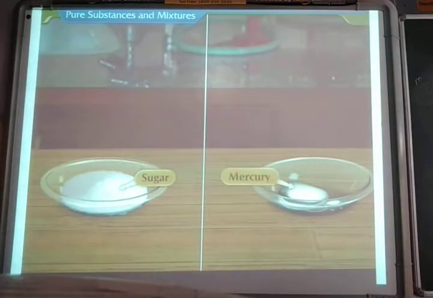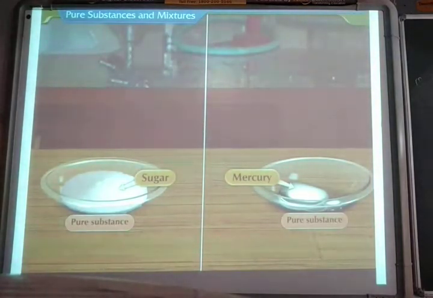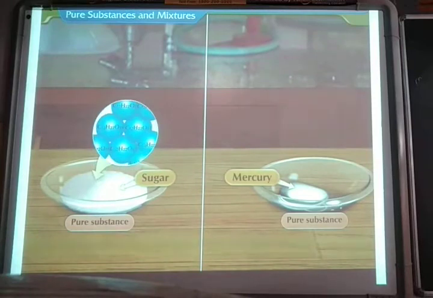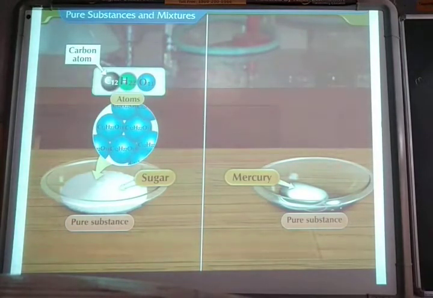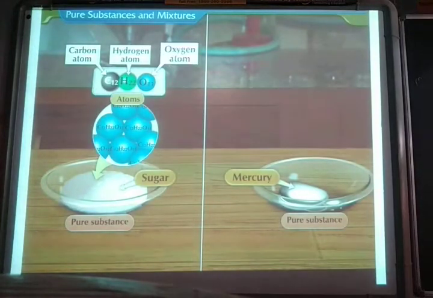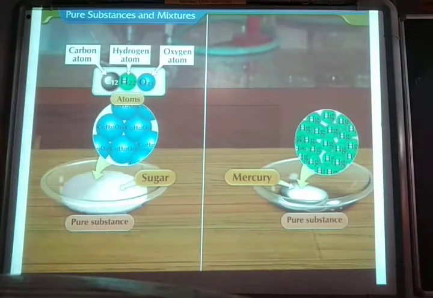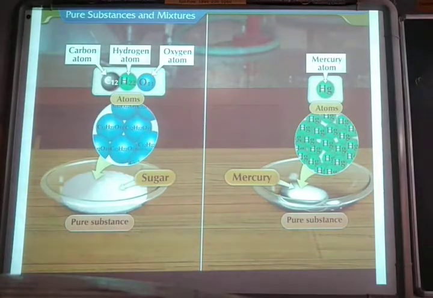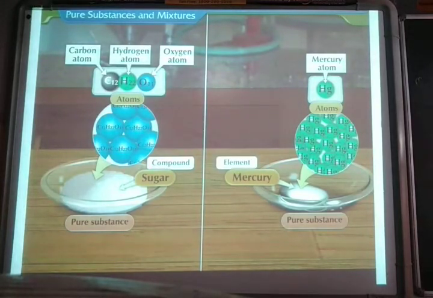Sugar and mercury are pure substances. What does sugar and mercury contain? Sugar molecules contain atoms of carbon, hydrogen and oxygen. Mercury is made up of only atoms of mercury. So, sugar is a compound, but mercury is an element.